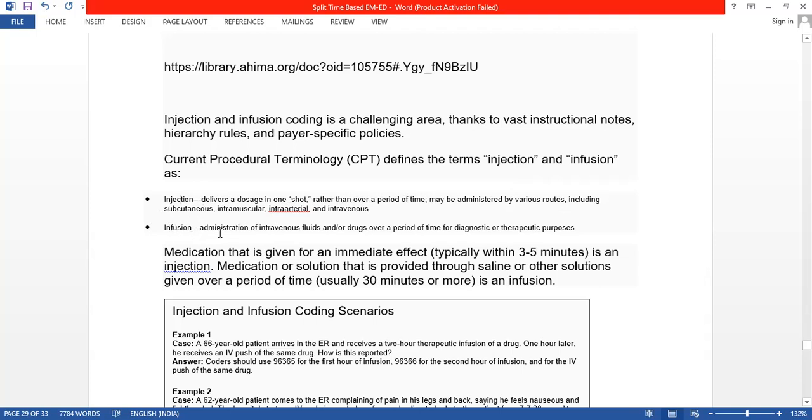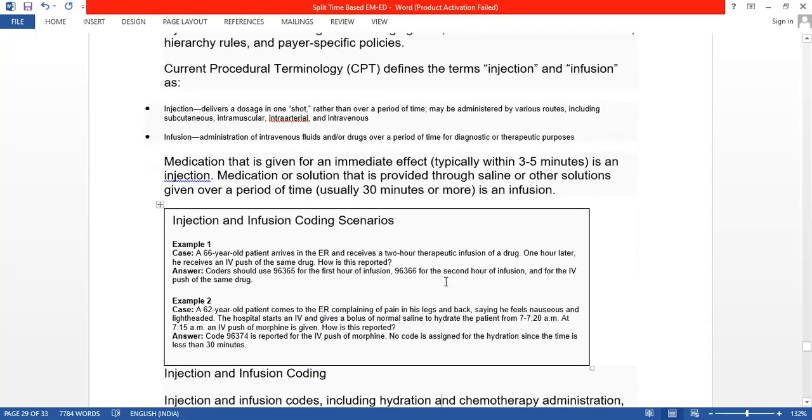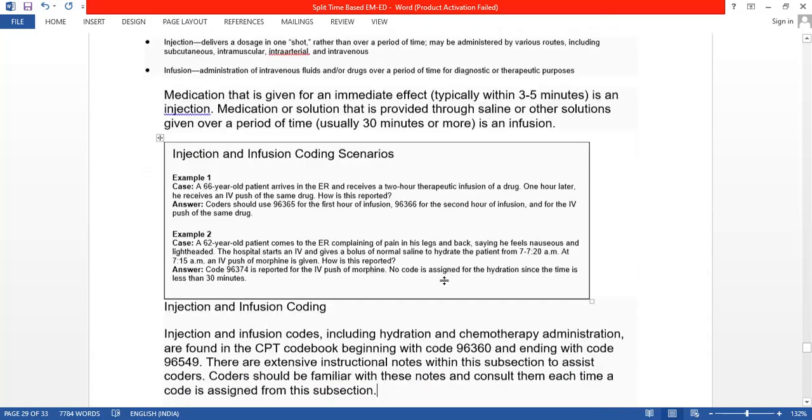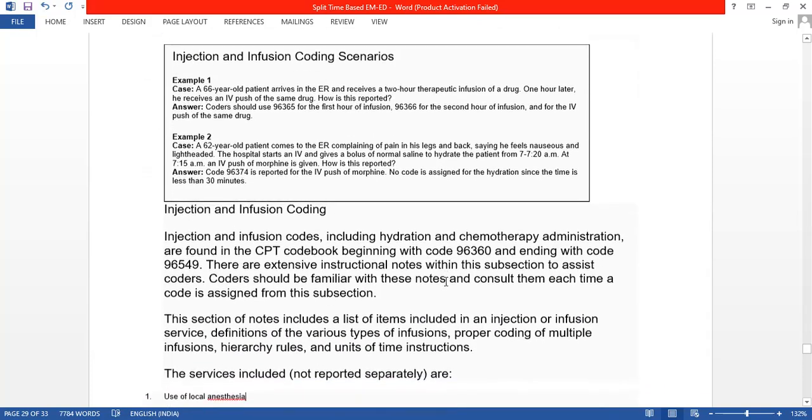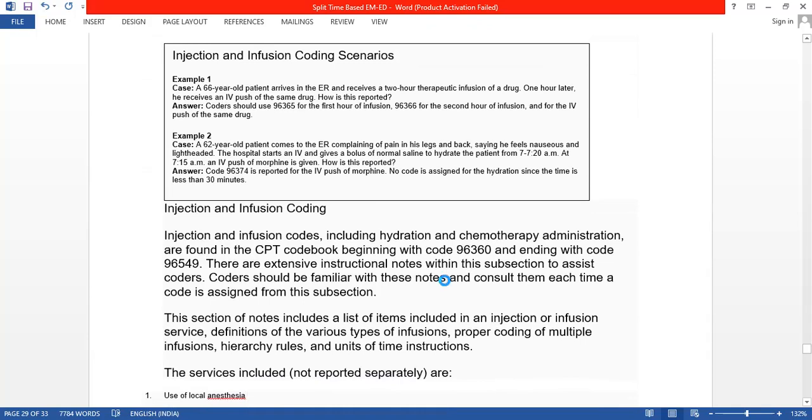Now, what is infusion? It is the administration of intravenous fluid and/or drug over a period of time for diagnostic or therapeutic purposes. Medication that is given for an immediate effect, typically within 3 to 5 minutes, is an injection. Medications or solutions provided through saline or another solution over a period of time, usually 30 minutes or more, is an infusion. While coding, we must know what infusion, injections, and hydration are. There are some examples as well, which I will walk you through later.